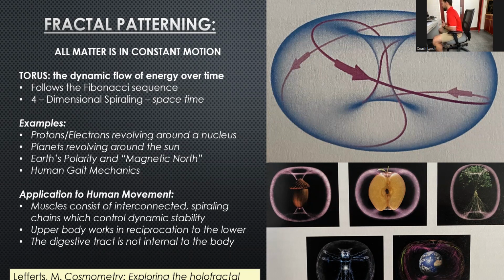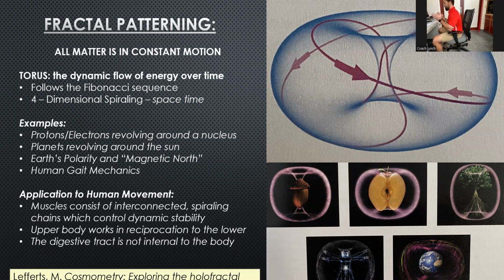When you're walking in gait, for example, upper body works in reciprocation to the lower. So if the left foot steps forward, the right arm swings forward, and vice versa, right? So you can think of the middle of your body as kind of the middle of that torus, and what's happening on the bottom is opposite to the flow of energy that's happening on the top.